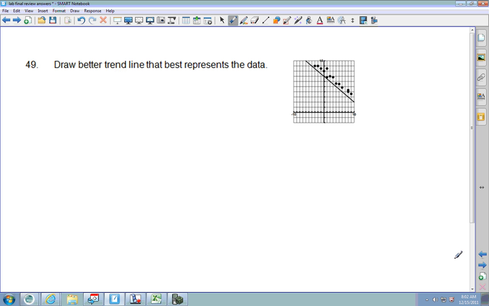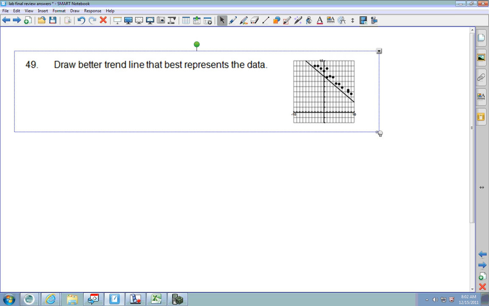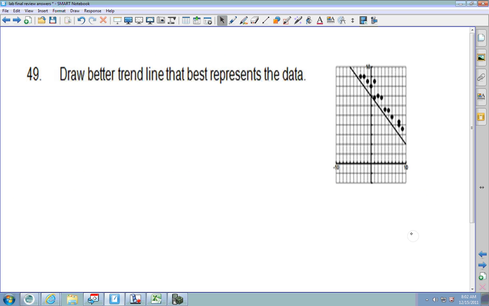Next, draw a better trend line to represent the data. Okay, what do I need to do to that trend line? Do I need to make it steeper or flatter? No. I just need to move that line up. Let's see if I can draw a line on top of it. Oh, I didn't want that red line. Let's try again. Oh, go away, which would be delete. Let's try again. Okay, here we go. I'm going to put a line on top of it.